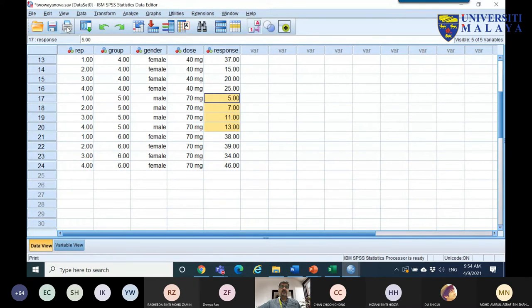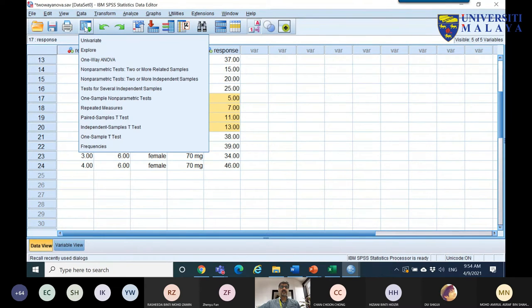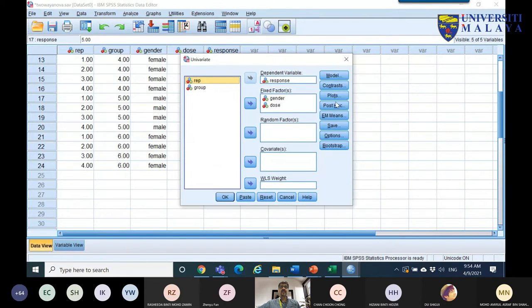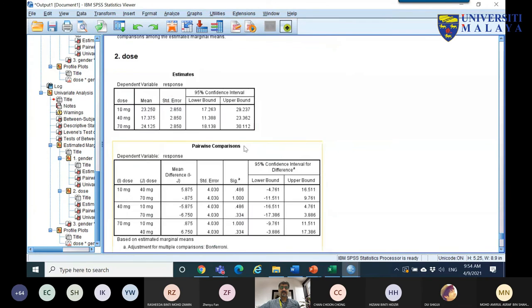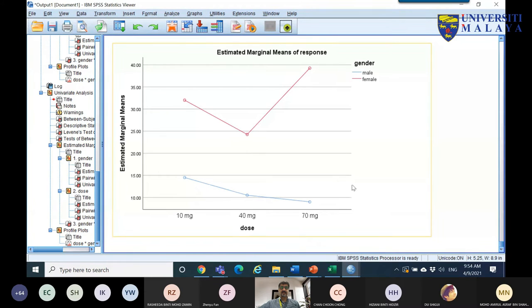So I just want to run analysis. I just modified some observation here. I just do the univariate analysis and then I just repeat the analysis. Are they same? No. So what does it mean?